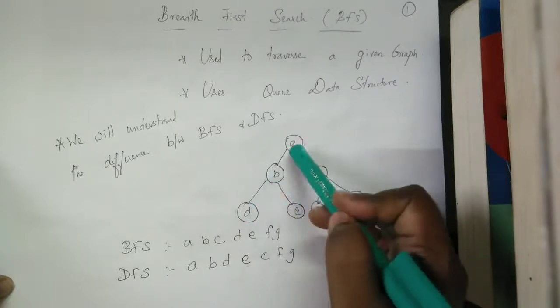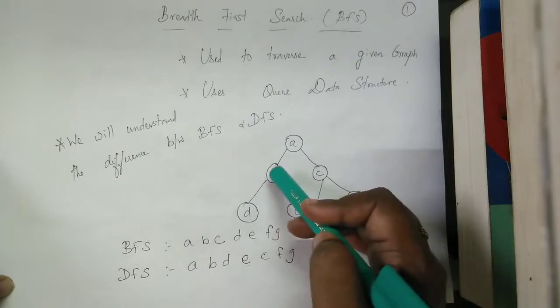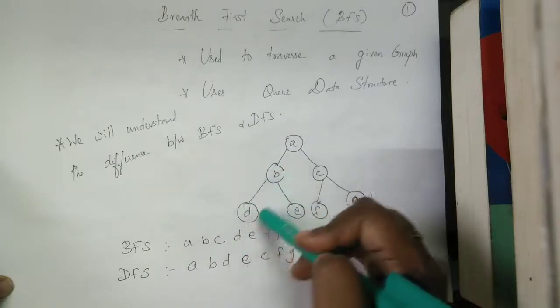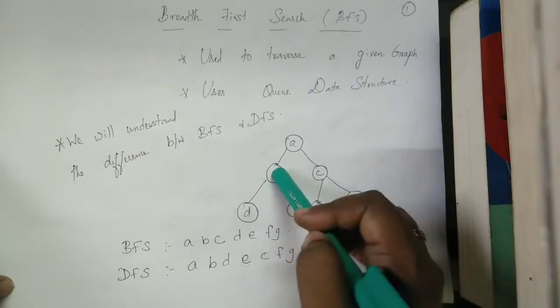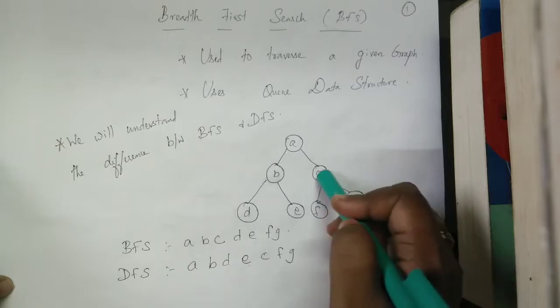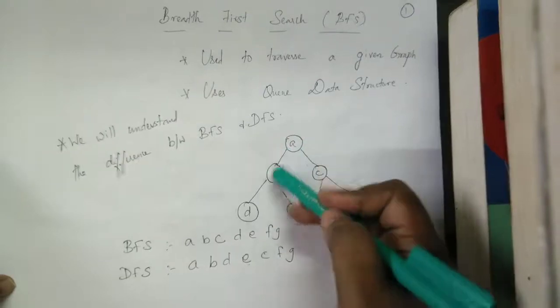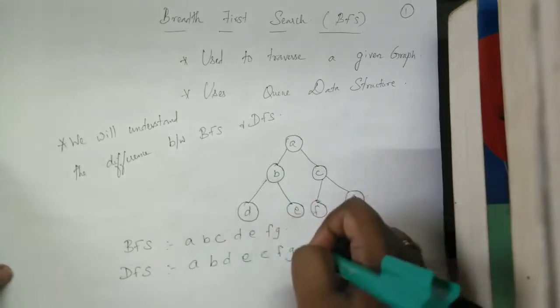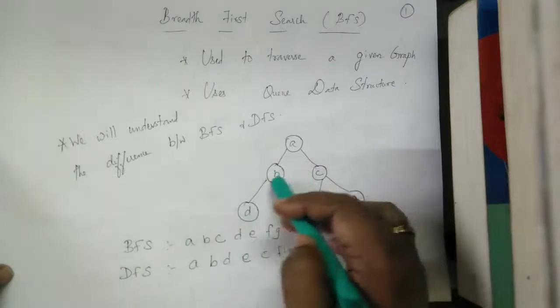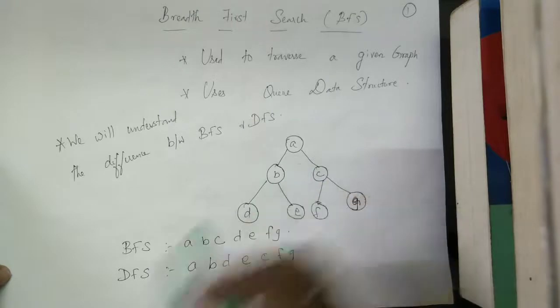Now we have to explore B. When we explore B, we add D and E to the output. Now this is done, so we have to explore C. We add F and G to the output. This is how we go in a level-wise, or breadth-wise, fashion, whereas in DFS we go in a depth-wise fashion. You'll understand BFS even better as we move on in this video.